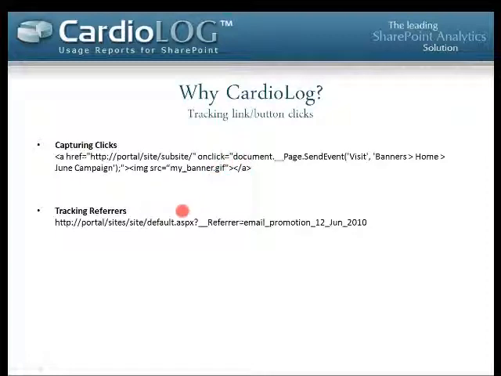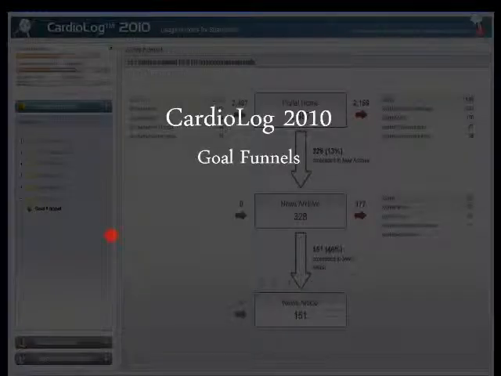It's also possible with CardioLog to track references from external sources. I've just spoken about campaign tracking. For instance, if you have a promotion email with a link into the portal, you simply need to add this URL parameter in order to be able to report on the number of visits originating from your email. So capturing clicks and enabling tracking of referrers is something which is easily done with CardioLog.